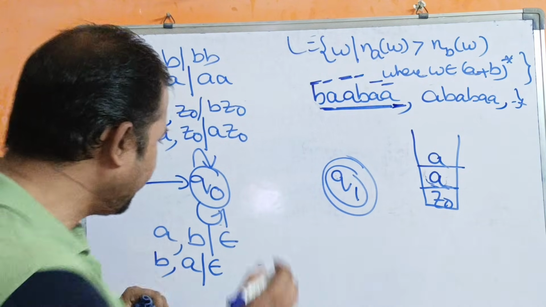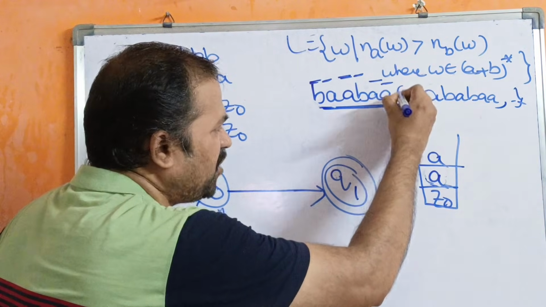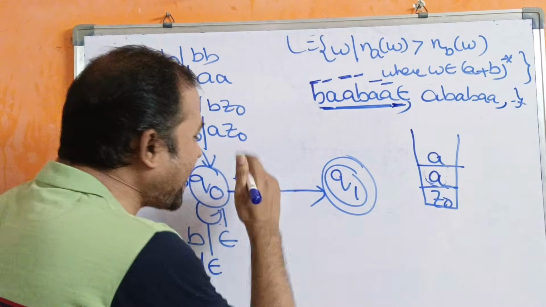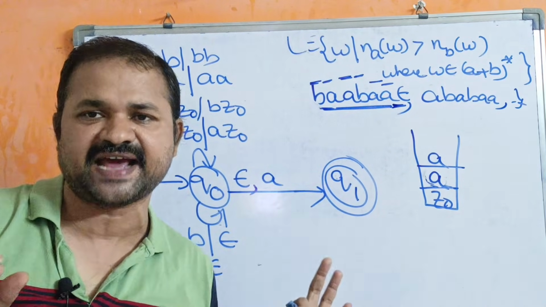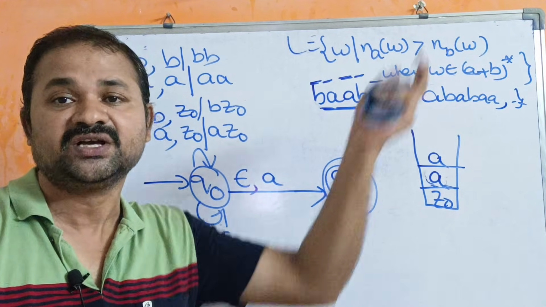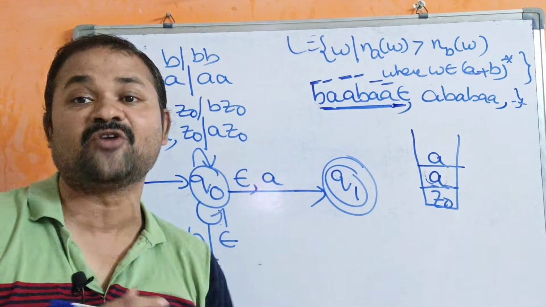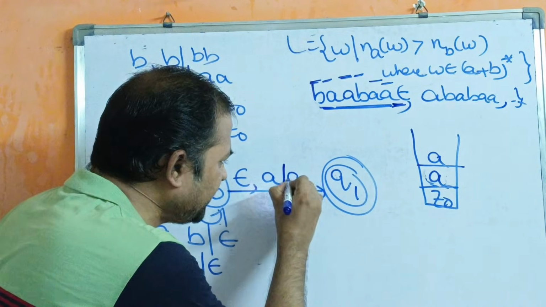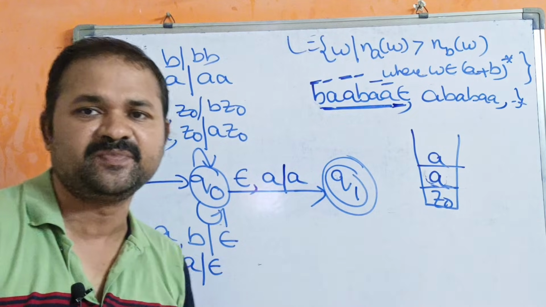Next, if the end of the string is reached, we know that the end of the string means epsilon. If the end of the string is reached and the stack's topmost character is A, then don't change the content of the stack. Here the stack's topmost character is A, which means the number of A's is greater than the number of B's. So there is no need to change the content; keep the A as it is. And now we are at the final state. So Q1 means final state.